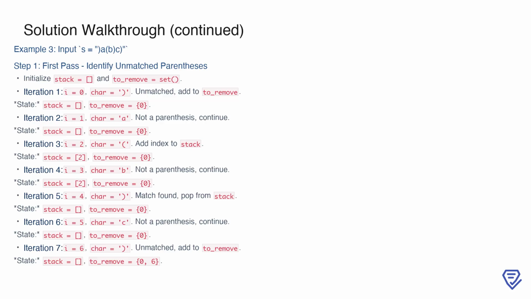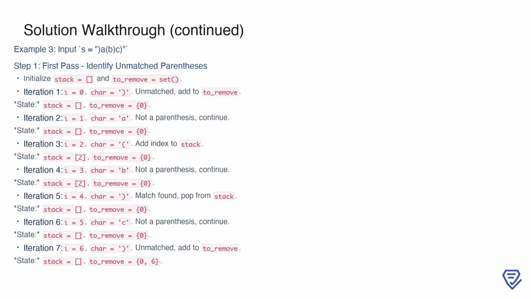At index 0, we encounter a closing parenthesis. Since there is no unmatched opening parenthesis in the stack, this closing parenthesis is unmatched, so we add its index to to_remove. We then process A, skipping it as it is not a parenthesis.